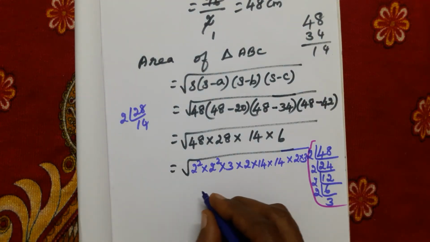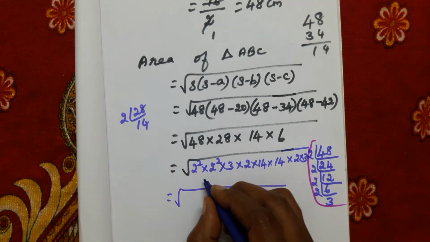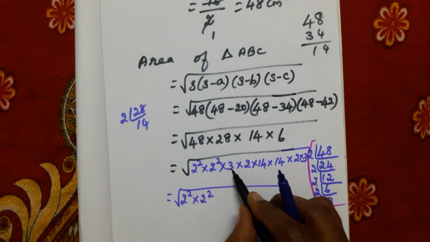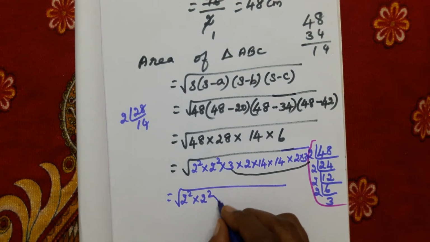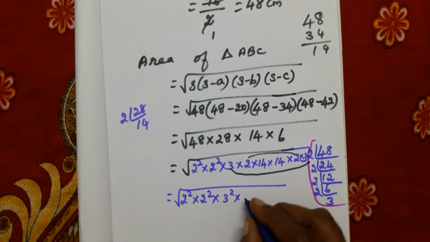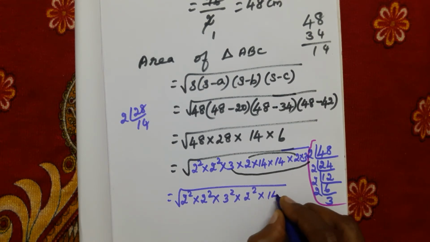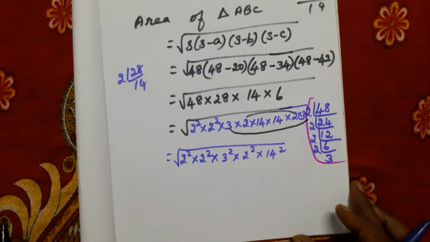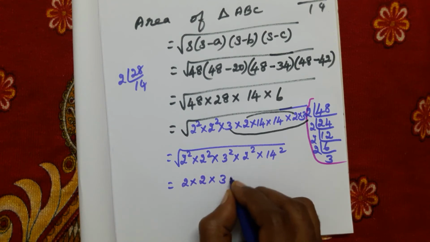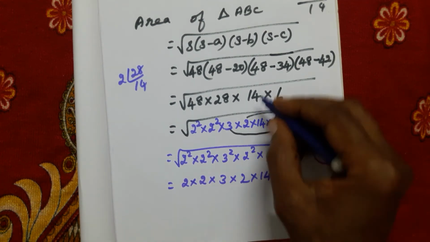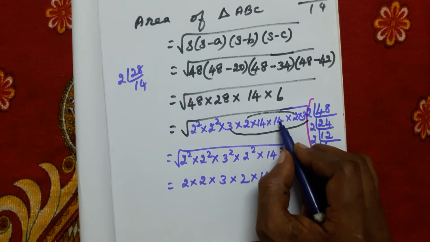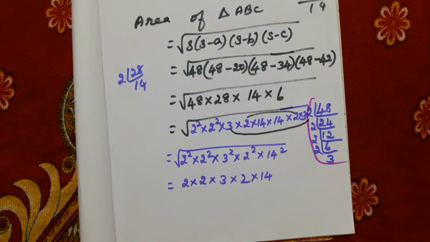So we are getting root of 2 squared into 2 squared into 3 squared into 14 squared. Clear? So everything is a square number: 2 into 2 into 3 into 2 into 14. Here, if you are writing, factorizing again is also no problem: 2 into 7, like that we can write. This also 2 into 7.